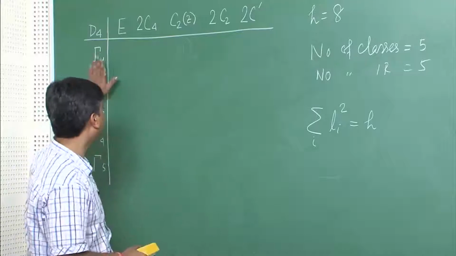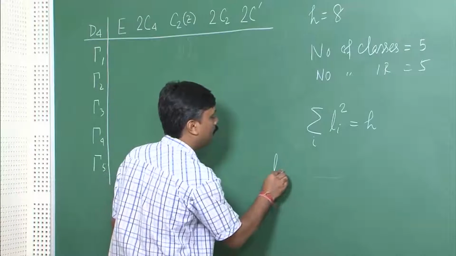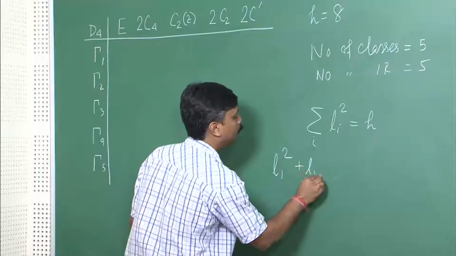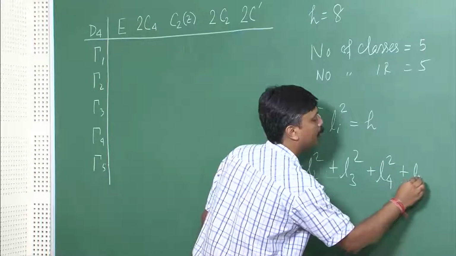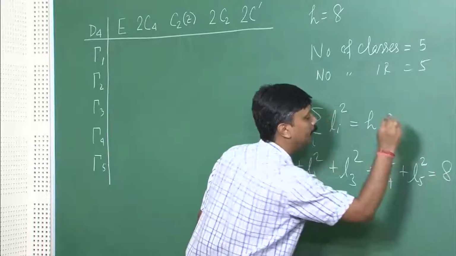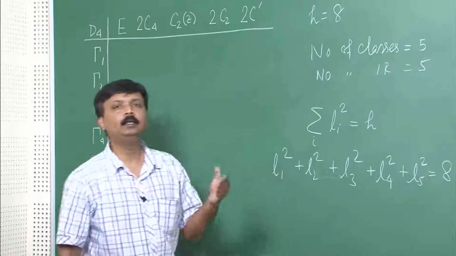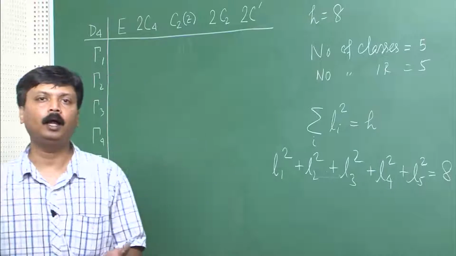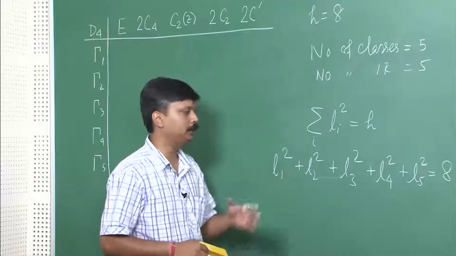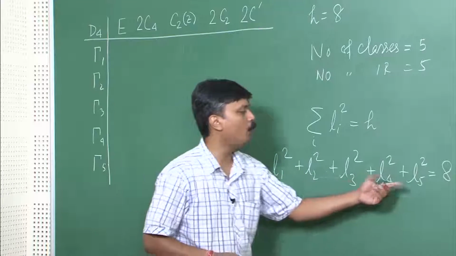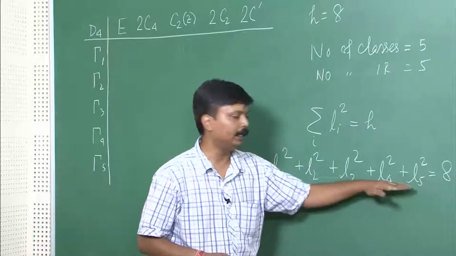In our case we have 5 different irreducible representations. So, l1 plus l2 plus l3 plus l4 plus l5 equals 8. That is our equation. So, what are the different ways I can form this? Remember, l has to be positive and greater than 0 for sure. So, l cannot be 0. If I assign all of them as 1, then I have 5, which is less than 8. So, that is not a solution.